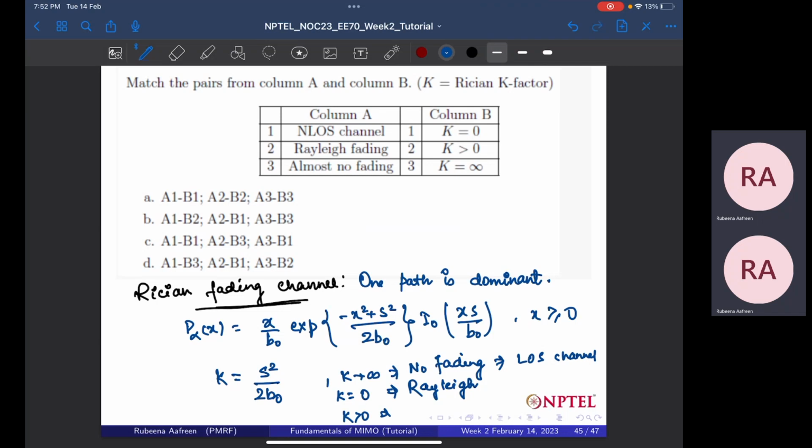And when k is greater than 0, then there would be a line of sight component as well as one path that is dominant. So here we have A1, the no line of sight channel, that is matched as B2. A2, for Rayleigh fading, is matched for B1. D3, almost no fading, is for k equal to infinity. So in this case, the answer is B.